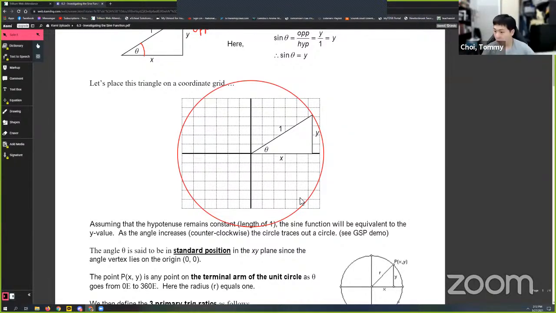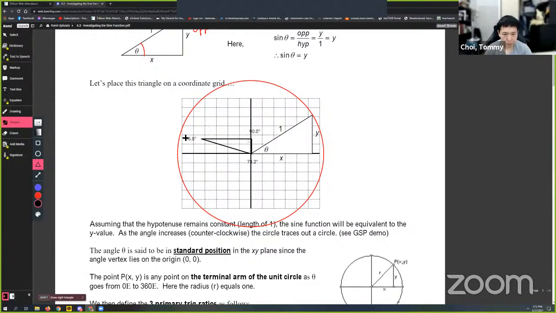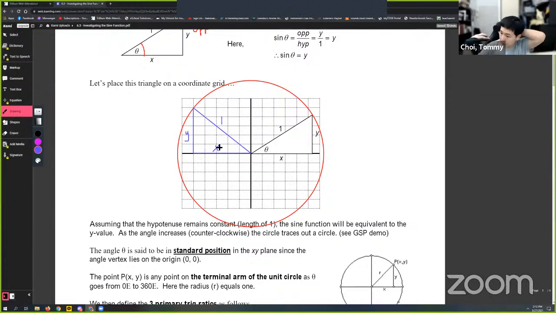So if this red circle is a unit circle, with a length of 1, then it doesn't matter how I draw my triangle. If I draw another triangle over on the left side, maybe in blue, starting from the center, this is still y here, x here, and this is 1. So this property of this triangle is really, really important.